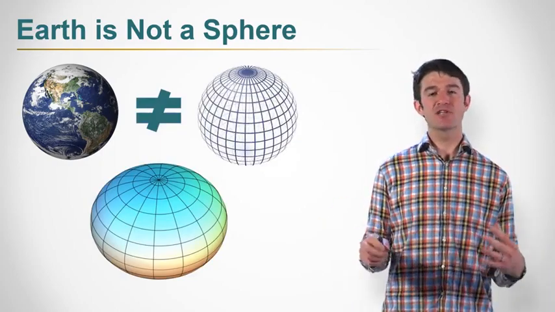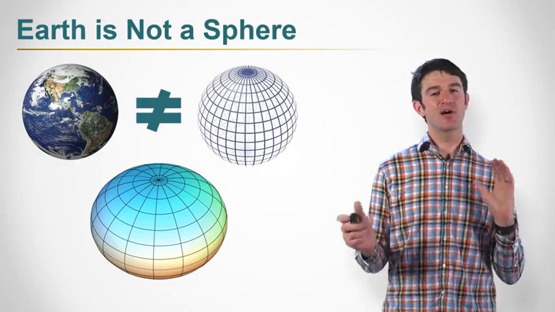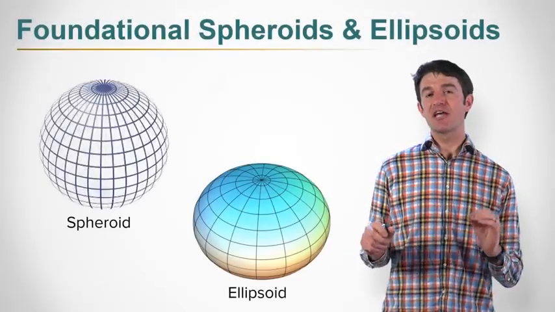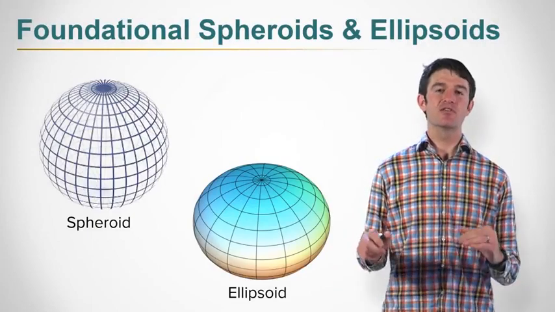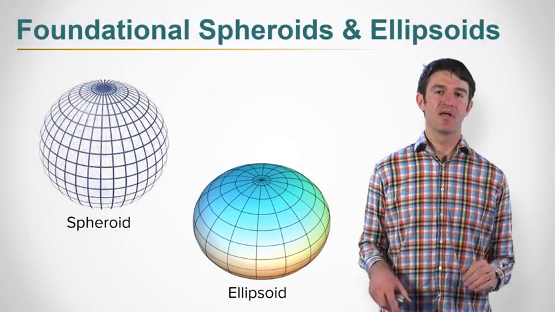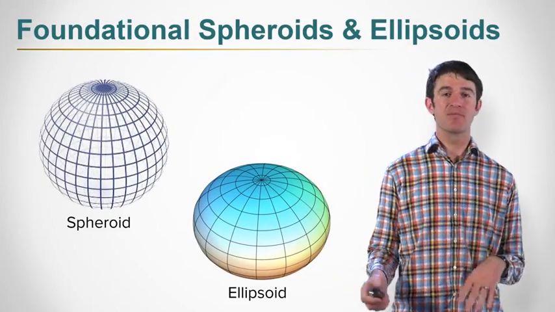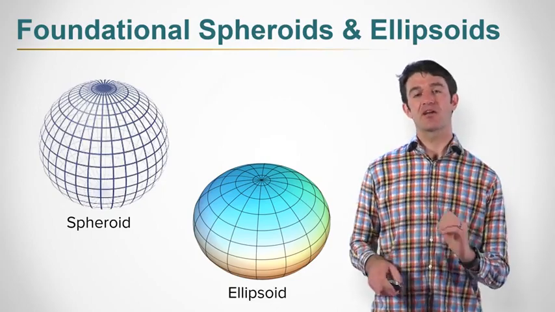Angular momentum forces mass outward toward the equator, and our sphere shrinks and becomes more akin to an ellipsoid, which is to an ellipse what a sphere is to a circle. Spheroids and ellipsoids are foundational to datums. They form the basis for our models of the Earth's surface that we use to build coordinate systems. With these, we can build ourselves a datum that incorporates local changes in elevation, or the lumpiness of the Earth, to make our coordinate systems even more accurate.